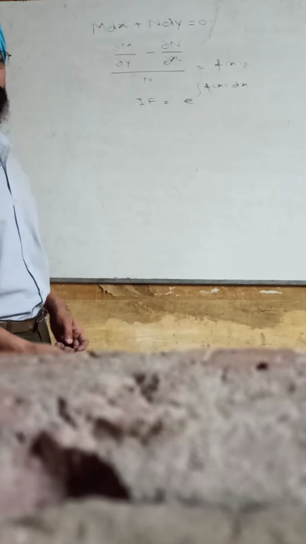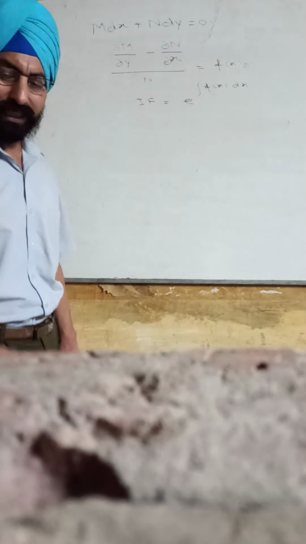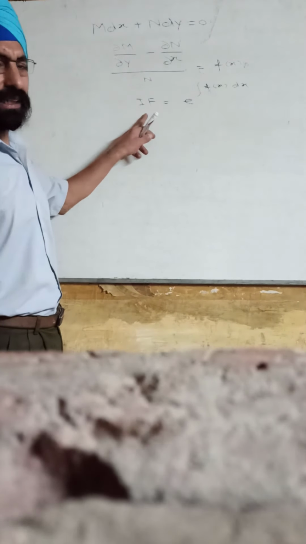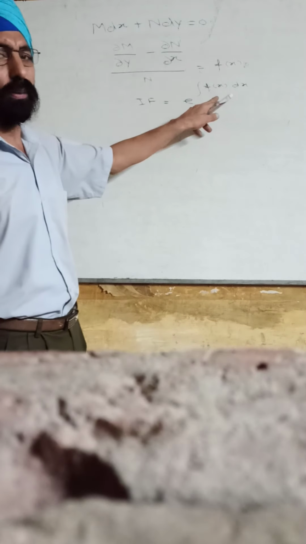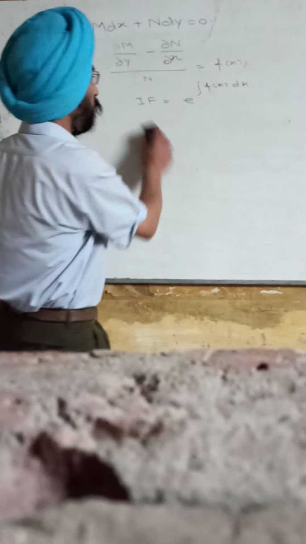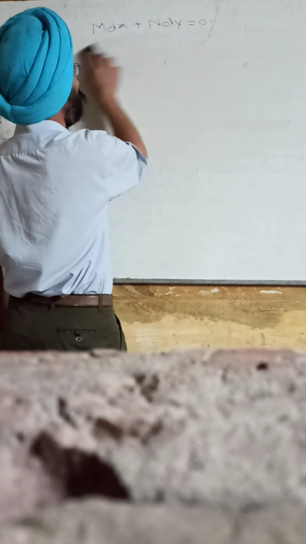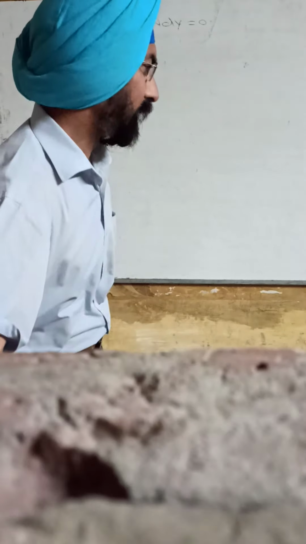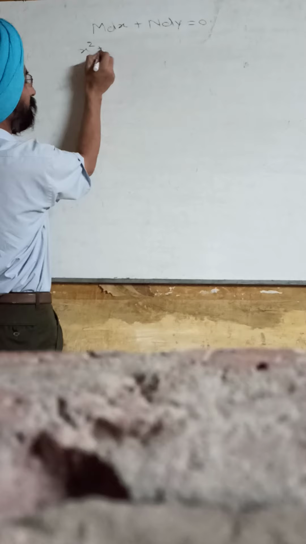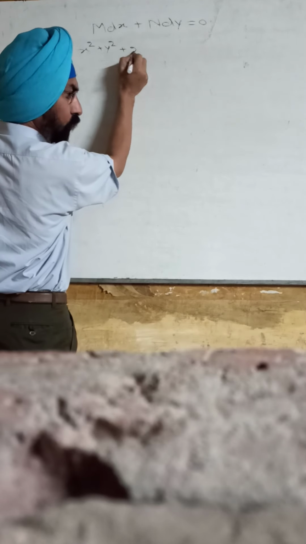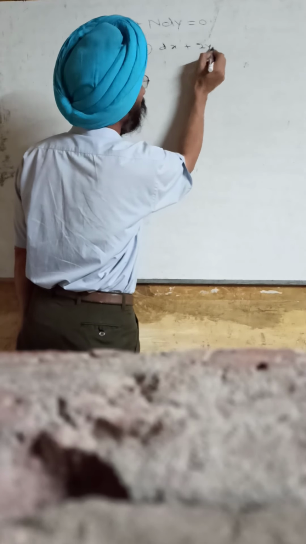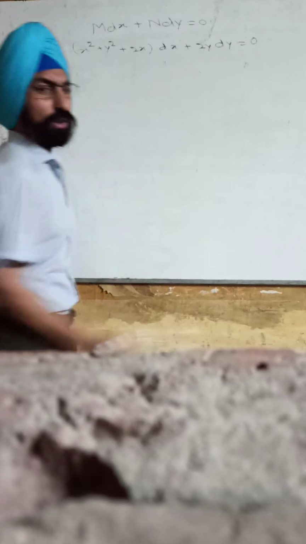So let us discuss a case once again. Keep it in mind that the integrating factor in such a case will be e raised to the power integral of this quantity, that is f(x) dx. So we will have one differential equation of this type. Let it be x square plus y square plus 2x dx plus 2y dy is equal to 0.